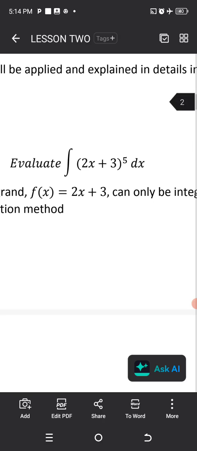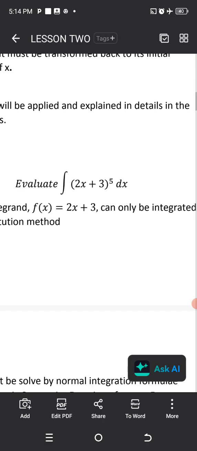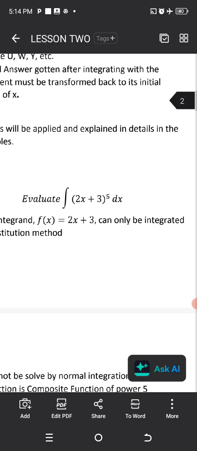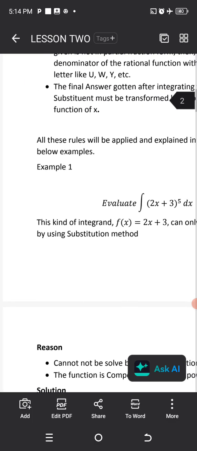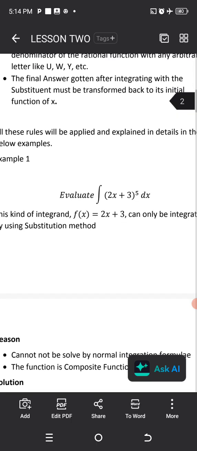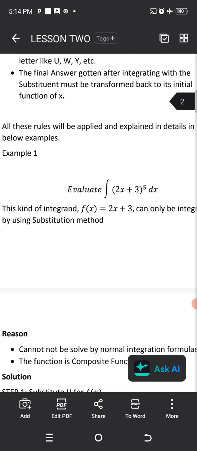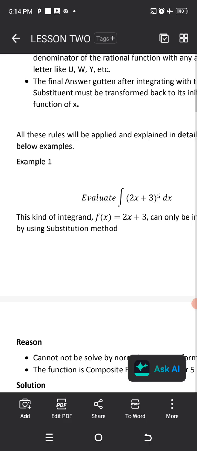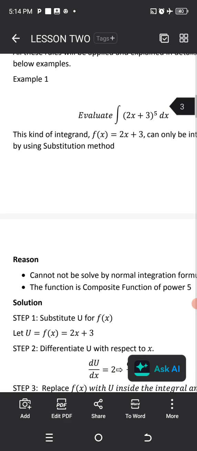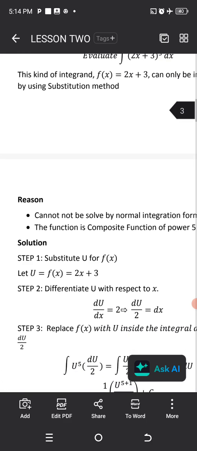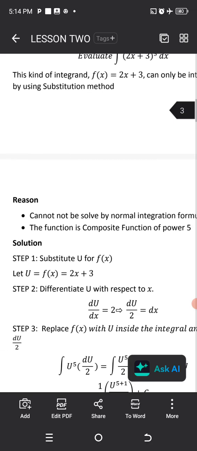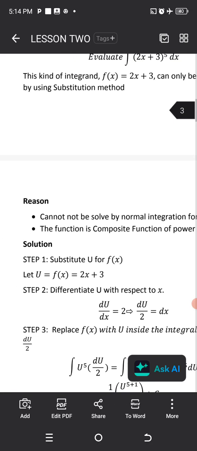This is a composite function, in which 2x + 3 is being infused into a particular function, which is like x raised to power 5. That is why it is called a composite function. So this kind of integral, where f(x) equals 2x + 3, can only be integrated by using the substitution method. It cannot be solved by normal integration. You can never solve it by the normal integration formula. You won't get the answer.